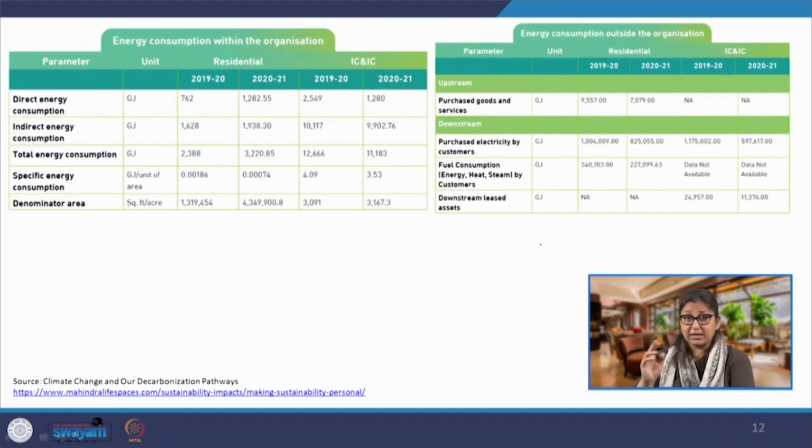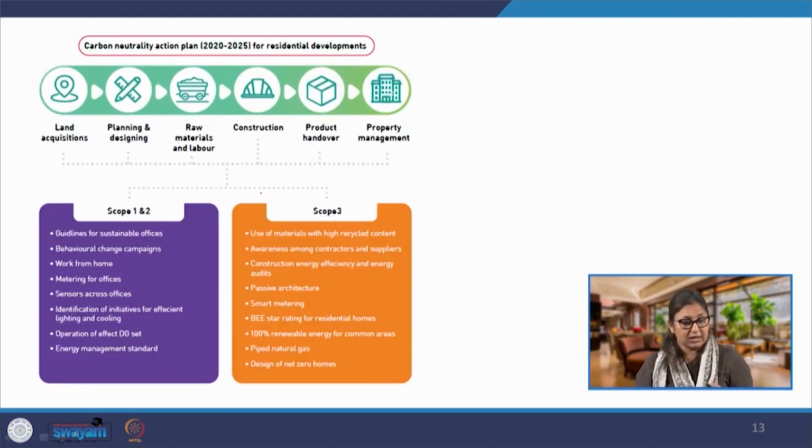If we look at the direct energy consumption, again we would see that the intensity of energy consumption is going down. We can see it here happening, almost half. The energy consumption intensity has been reduced to half, and that is where we see that the scope 1 and 2 emissions are significantly coming down.